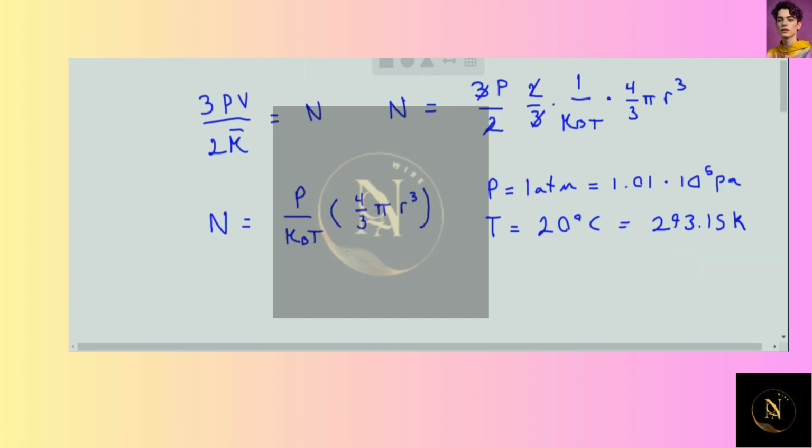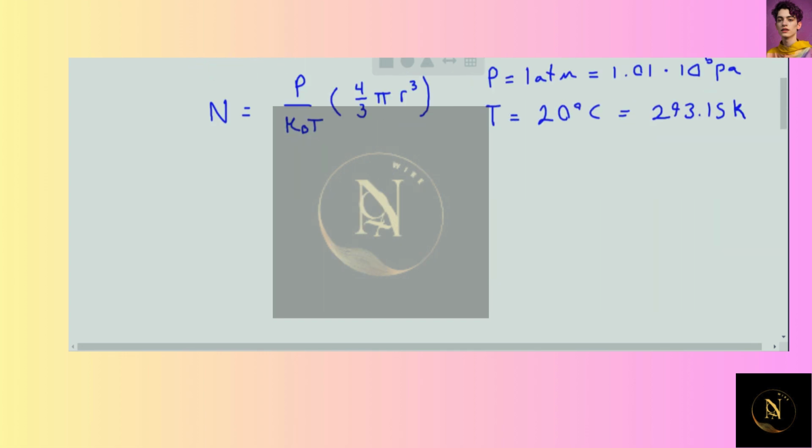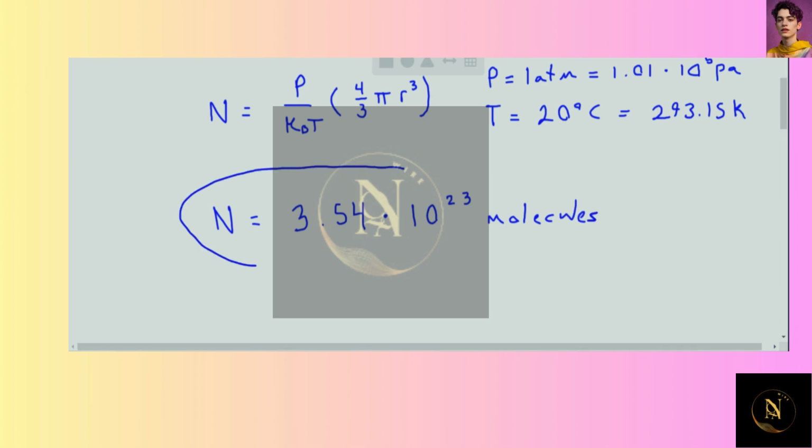Okay, so everything's converted. All we have to do is plug in these values now. And if we do that, the net result here for big N is going to be 3.54 times 10 to the 23rd molecules, which is about half a mole.